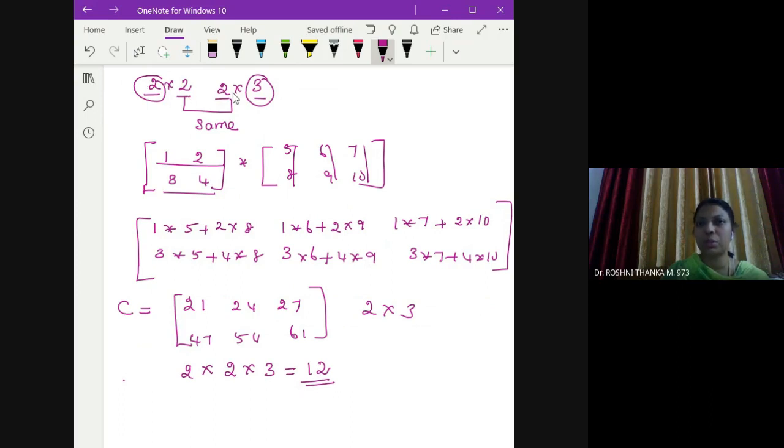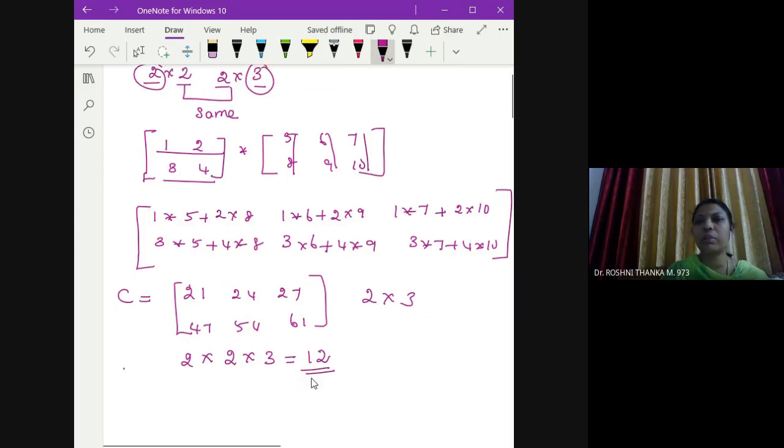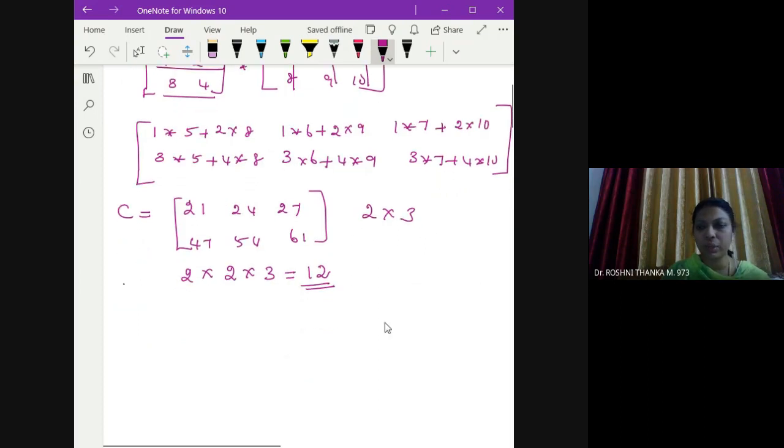So 2 into 2 and this 3. So 2 into 2 into 3 will be 12. So this is how we will be calculating the cost. And we know what the resultant matrix size is also. So this is the basic of multiplying any two matrices, and you have to keep this in your mind.